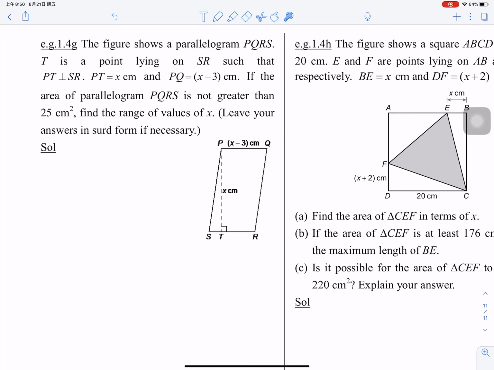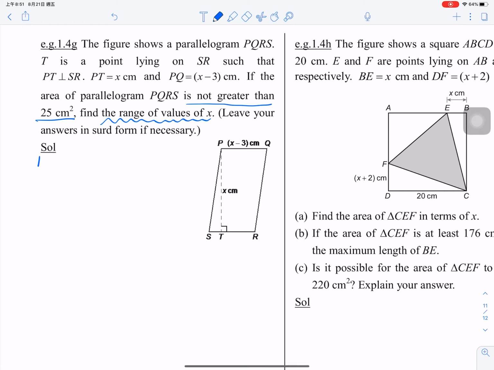1.4g. Let's see. The figure shows a parallelogram PQRS. T is the point lying on SR, such that PQ is perpendicular to SR, and PT equals x cm, PQ equals x minus 3 cm. If the area of the parallelogram is not greater than 25 cm squared, find the range of values of x. Leave your answer in the surd form if necessary.